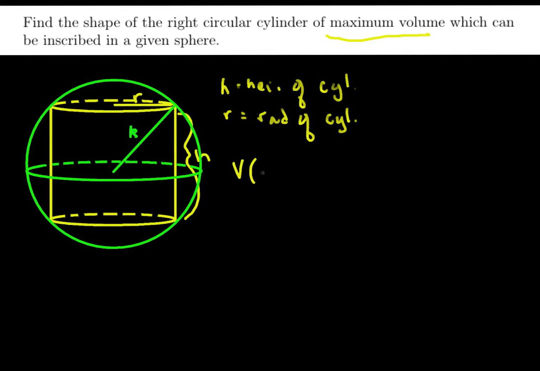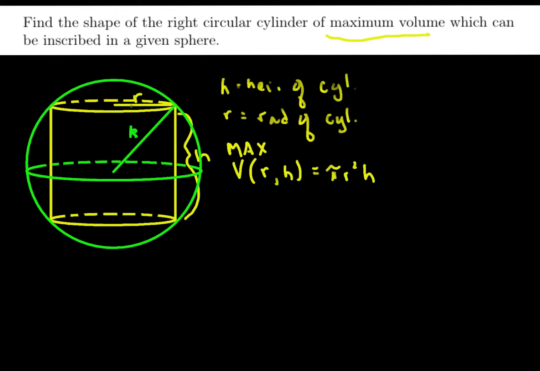So volume is a function of r and h, and it's the area of the circle times the height, right? So it's going to be pi r squared h, and we want to maximize this volume. Right? We want to make it as big as possible. So that's the setup. And as we saw in the other two problems, we need some constraints. We need something that connects r and h. At first blush, it might not be clear what that should be, but let's take a look.